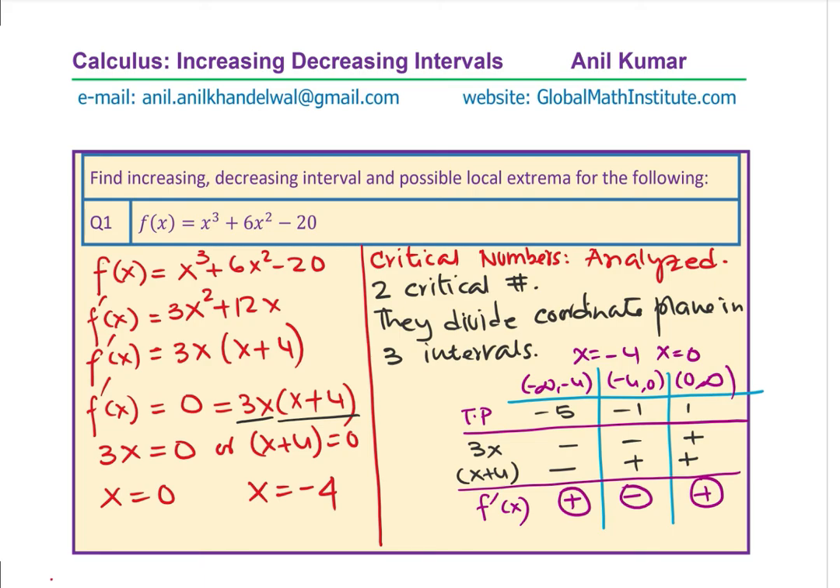Derivative positive means the function is increasing. You get the idea. Negative means decreasing, and then positive means increasing. So clearly, we have our increasing and decreasing intervals, as you can see from the analysis of the first derivative, right? So that is the analysis.